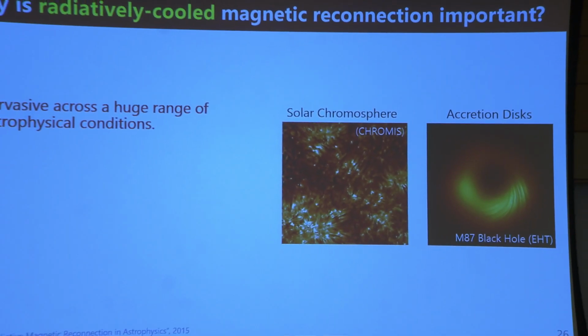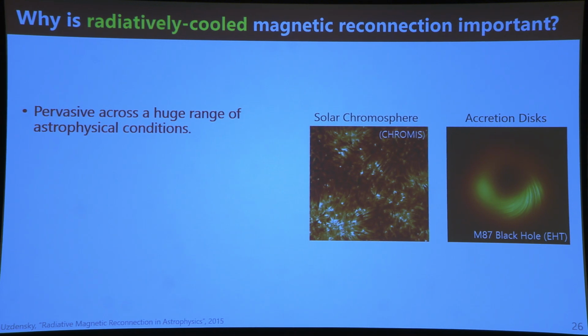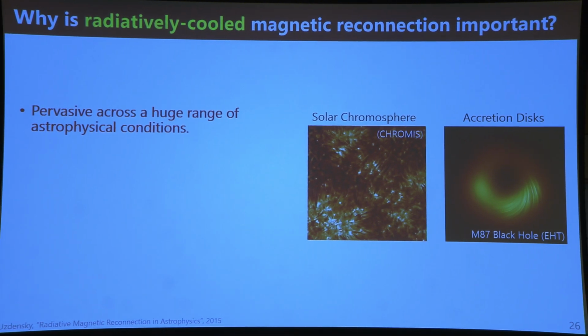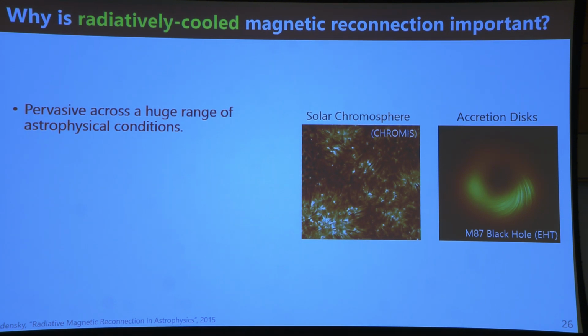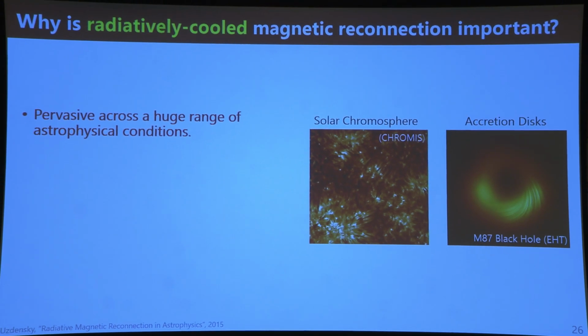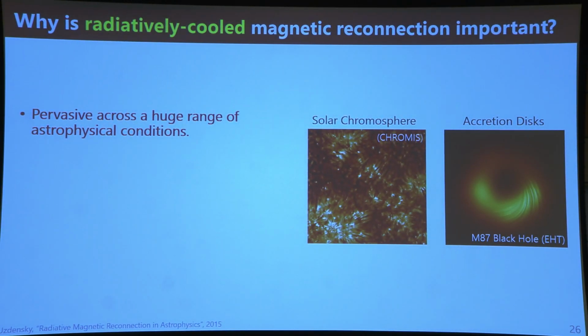So why should we care about this specific type of reconnection? The first and foremost reason is this type of reconnection with radiation is pervasive across a huge range of astrophysical conditions. It occurs everywhere in the universe, both in local environments like the solar chromosphere, as well as environments galaxies away, such as the M87 black hole accretion disk.